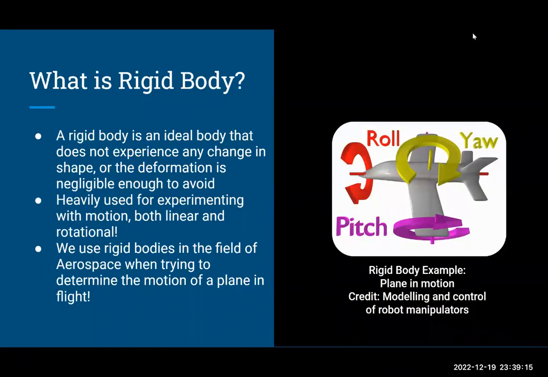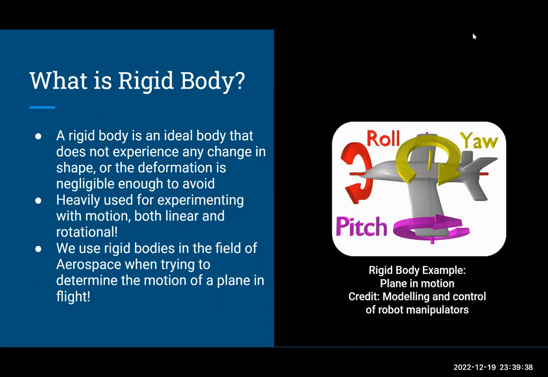Before we can move on and start learning about the rotational movement of a rigid body, we have to define what a rigid body is. In the simplest manner, a rigid body is an object that does not experience any change in shape, which is better known as deformation. There is still a possibility that deformation may occur in this ideal body, but it is usually small enough to be negligible.